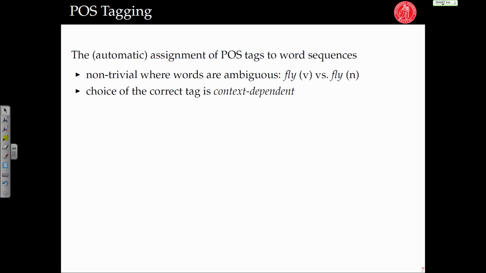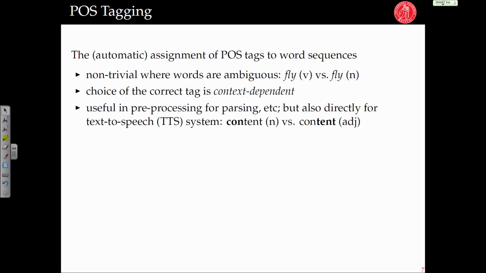This is not very easy. It's a non-trivial task because words are ambiguous, as we have seen before. So a word like fly could be a verb, it could be a noun. So we depend on the context to, again, know which part of speech we should assign.